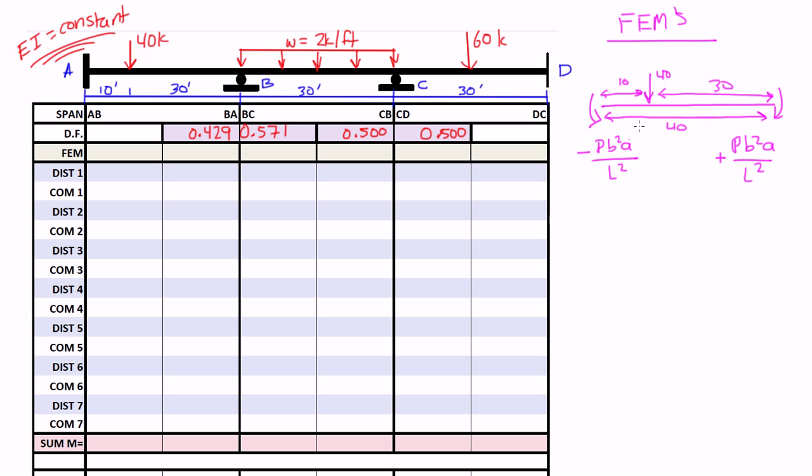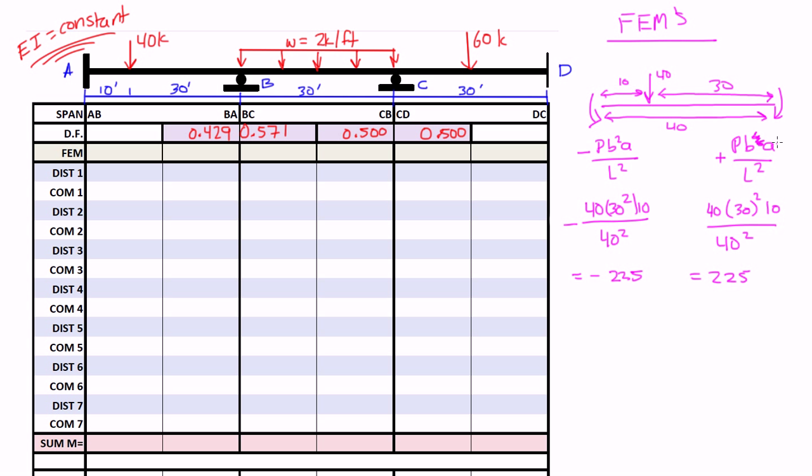So if we plugged in P, which is 40, B is 30, 30 squared, A is 10, and then over L squared, over 40 squared, and if you solve this, you should get negative 225. And on this side, again, P is 40, times B squared, which is 30 squared, times 10 over 40 squared, and you should get 225, right? Positive 225. Oh no, I'm sorry, I made a mistake.